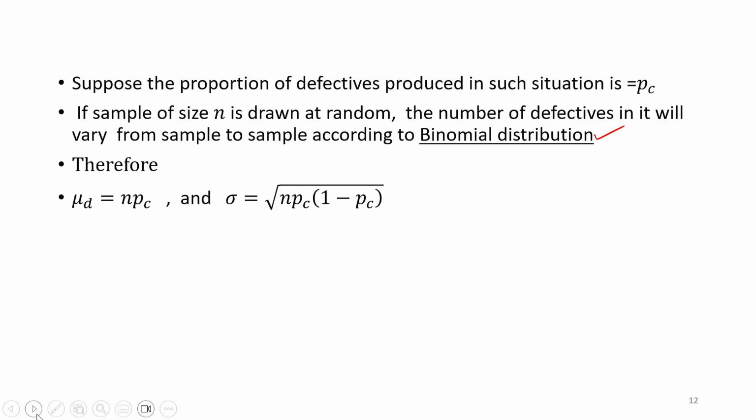And if it is a binomial distribution, the mean is going to be n times PC, and the standard deviation is going to be this, from the basic formula of the binomial distribution. So what is the mean of a binomial distribution? If P is the proportion, it is NP, and the standard deviation is root over NPQ. Q in this case is 1 minus PC. So root over NPC into 1 minus PC is going to be the standard deviation.